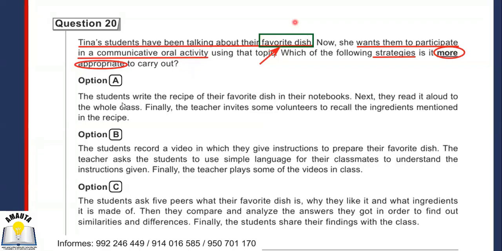Option A, the students write the recipe of their favorite dish. Okay, pay attention to the activities or the students' actions in this. In strategy one, for example, students write the recipe of their favorite dish in their notebooks. You should pay attention to whether this strategy is aligned. Remember the pedagogical alignment. You should focus.